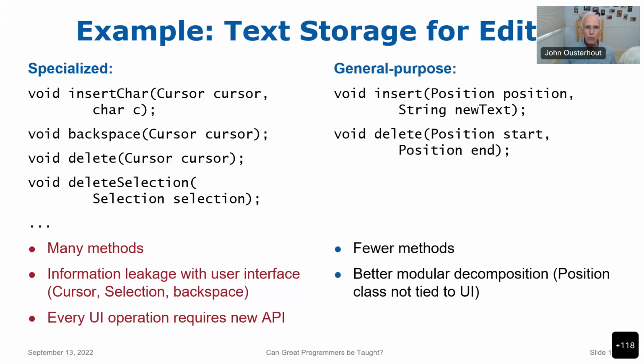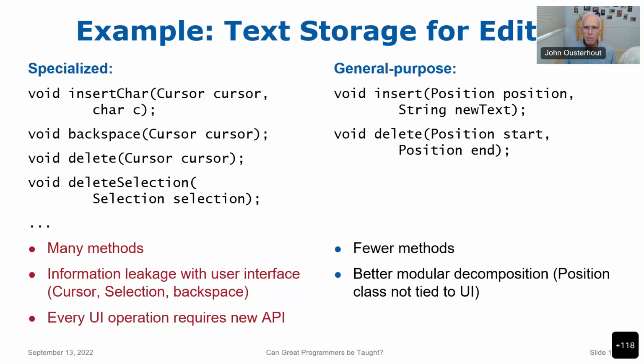But a few students took the general purpose approach. The general purpose approach is basically two methods for text: insert, which inserts a string of text at a position, and delete, which deletes a range of text. So you end up with far fewer methods. The methods have really simple APIs, and you end up with much better modular decomposition. So instead of having notions like cursor and selection, there's this general purpose thing called a position in the text file. And the cursor in the user interface is probably represented with one position, and the selection is probably represented with two positions. But we now have this very clear decomposition between what's in the text object and what's in the user interface object.